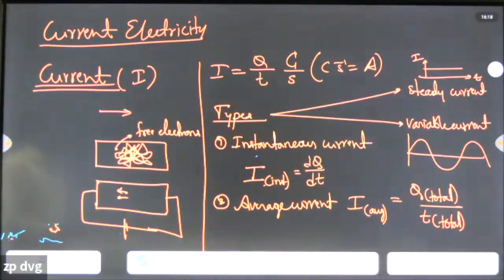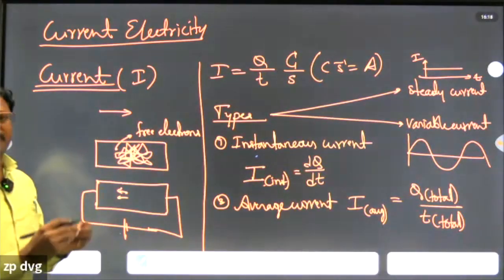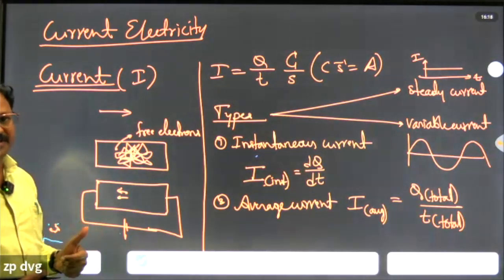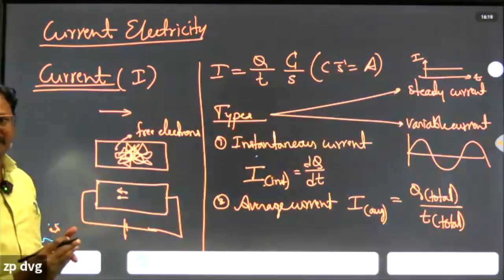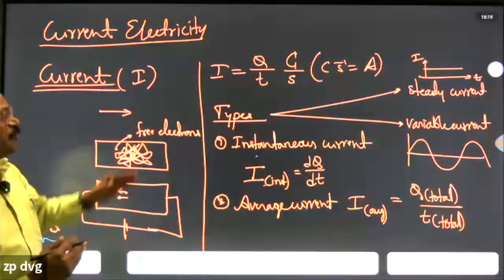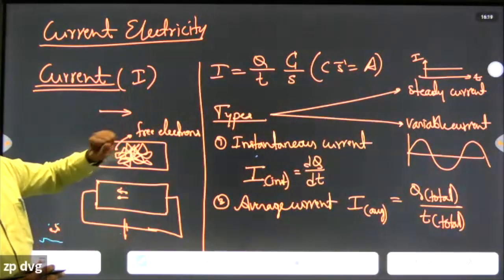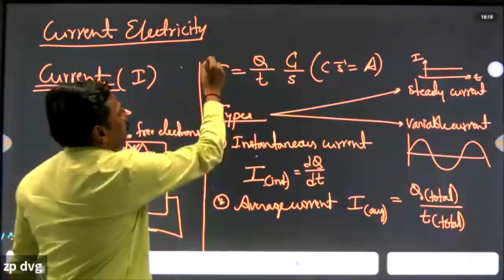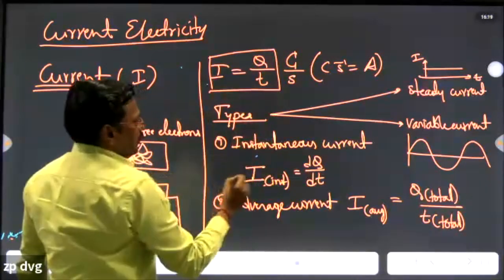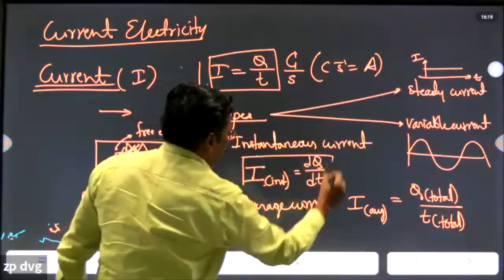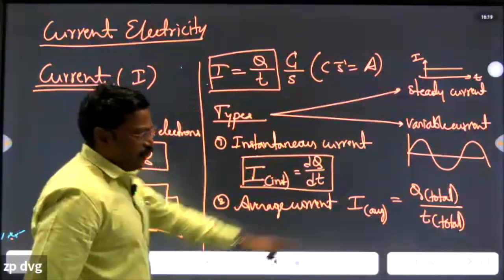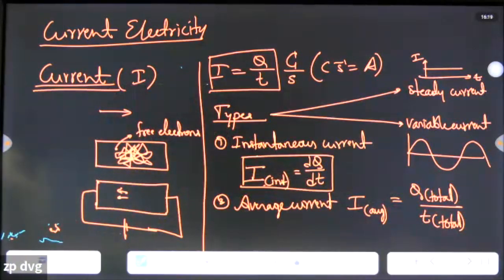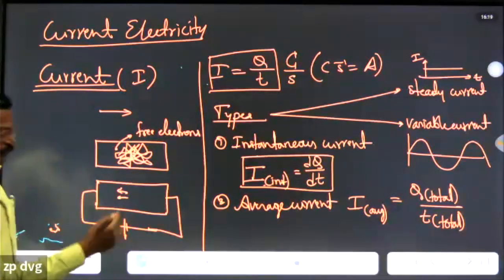Now let us understand the relation between current and some microscopic properties of conductor, such as number density of electrons and electronic charge. What is the relation between current and other parameters? We'll try to understand. Apart from the basic definition, I is equal to Q by T, I instantaneous is equal to dq by dt, and I average is equal to total charge by total time. I hope these things are clear. We'll move on to the next one.